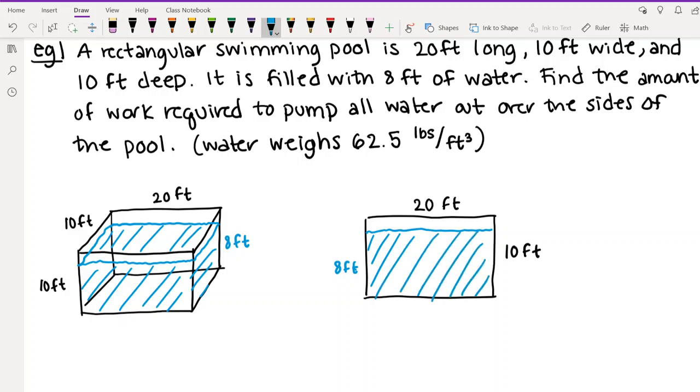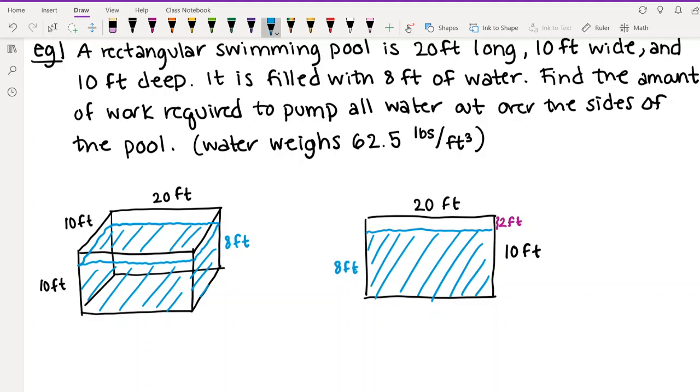Okay, so just like the last one, we need to divvy this situation up into little pieces. Even though all water weighs the same amount, it's a uniform thing, different parts of the water are going to go different distances. The water at the very top is only going to have to travel 2 feet, because the water is 8 feet deep and the pool is 10 feet deep. That means this little extra distance here is 2 feet. The water at the bottom will have to travel 10 whole feet. So it really depends where you are.